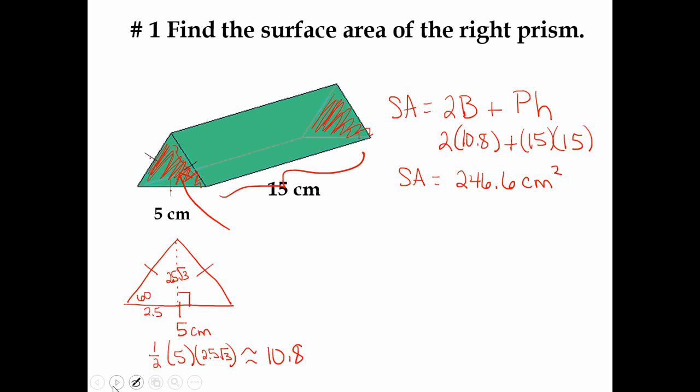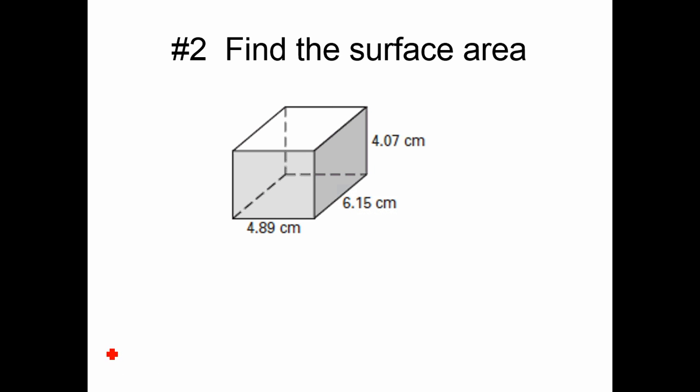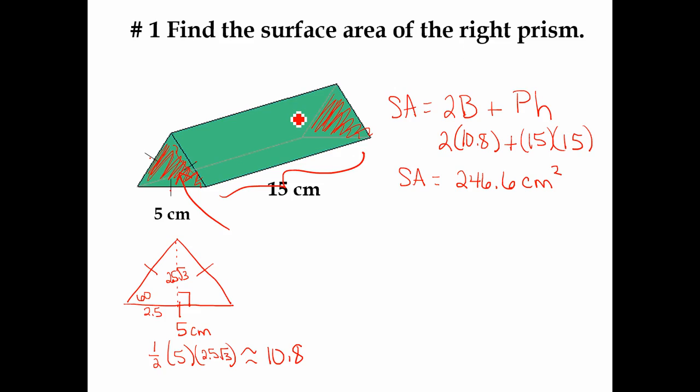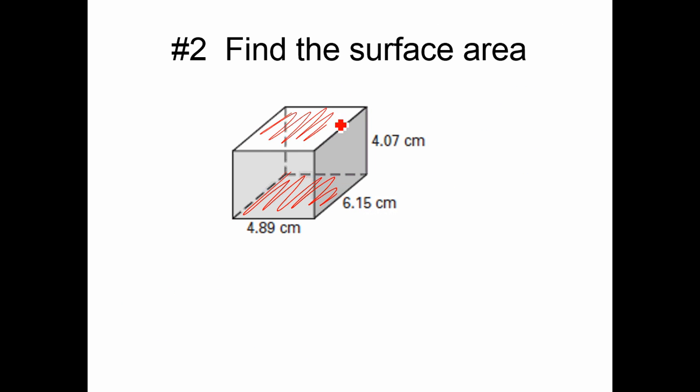Okay, so let's do another example. Find the surface area of this figure. So this is more of that rectangular prism that we're talking about. You can see that it's made up of two bases that are rectangles, as well as all the sides are rectangles as well. So a rectangular prism. So this one's a little bit easier.